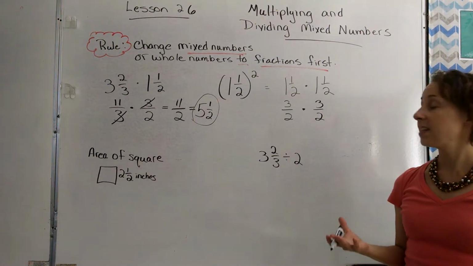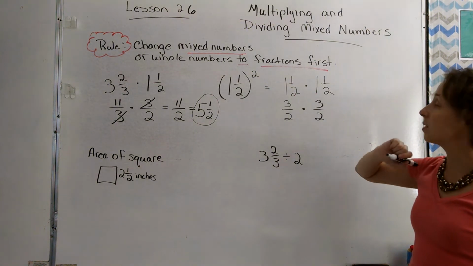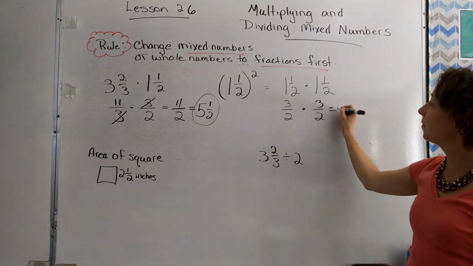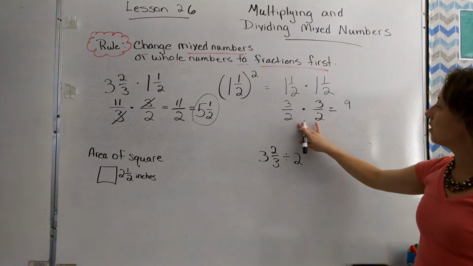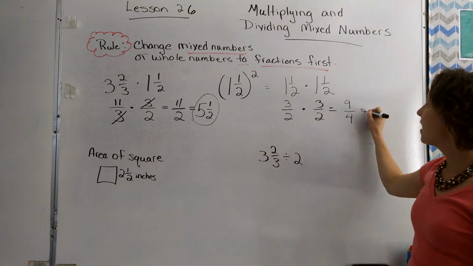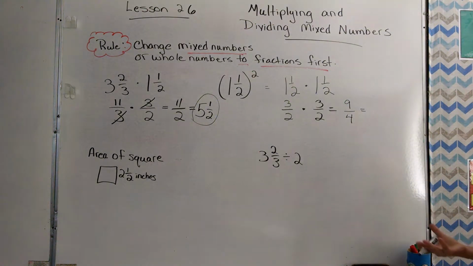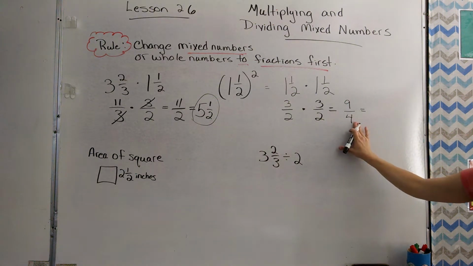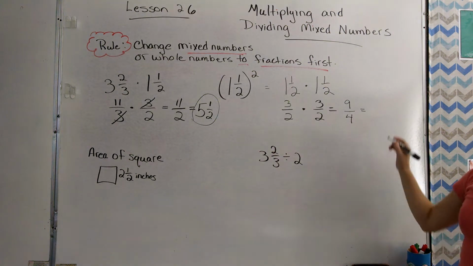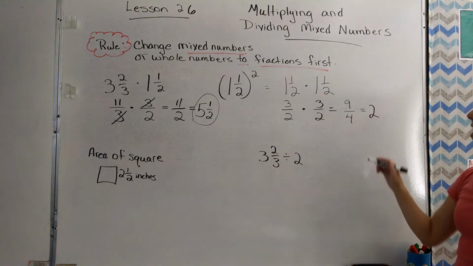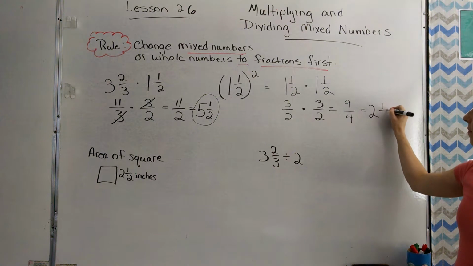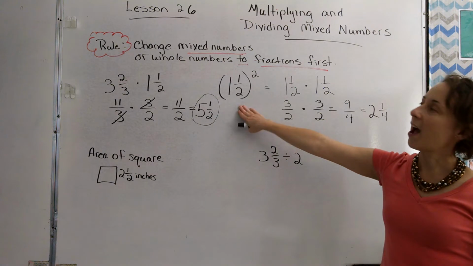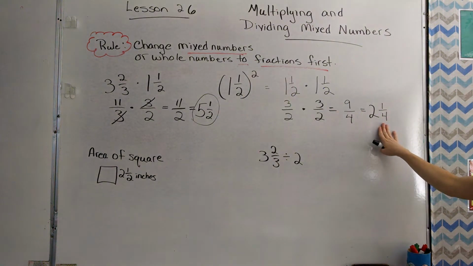I want to cancel out anything I can from the top and the bottom before I multiply. 3's and 2's, nothing to cancel. 3 times 3 is 9. 2 times 2 is 4. Now, let's write this as a mixed number. Right now, it's an improper fraction. Take 9, divide by 4. How many 4's are there in 9? There's 2. How many are left over? 1. Keep it over 4. 1 1/2 squared is 2 1/4.